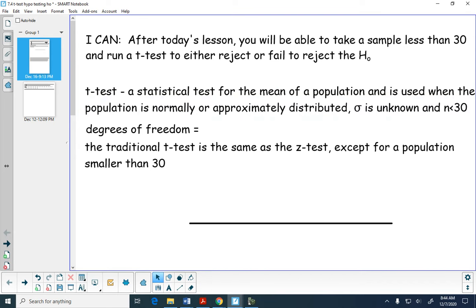A t-test is a statistical test for a mean of a population, and is used when the population is normally or approximately normally distributed, sigma may not be known, standard deviation may be unknown, and your n value is less than 30. So once again, when the sample size is less than 30, we still want to be able to do a hypothesis test.